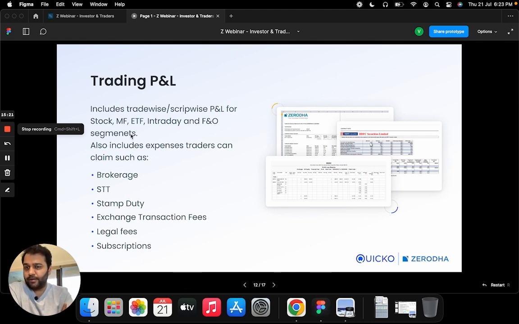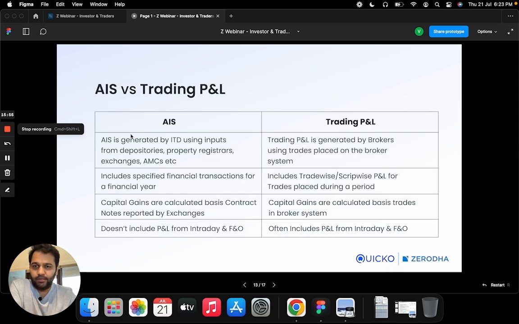What else does it have apart from the P&L? It also has all the transaction expenses. Remember, when you trade in markets, there are all kinds of different transaction expenses. Your broker may charge brokerage. There's securities transaction tax, stamp duty is paid. Also, there are exchange transaction fees, right? There may be legal fees, annual maintenance charges, etc. So you could claim all those expenses in your income tax return and reduce your taxable income. So trading P&L, again, you can download from your broker. So don't forget to download your trading P&L statement.